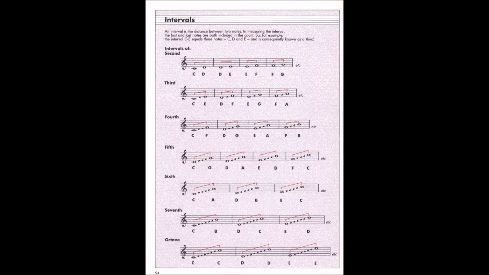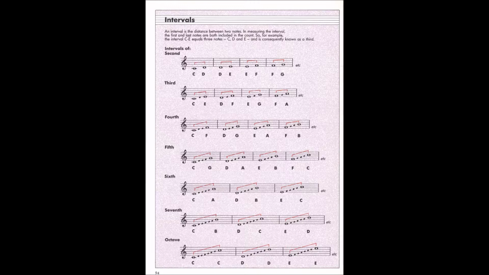As you'd expect, then, the interval between two notes that are 4 notes apart is called a fifth. C to G, D to A, E to B, and so on. Then come intervals of a sixth, C to A, D to B, etc., and the intervals of a seventh, C to B, D to C, E to D, and so on.